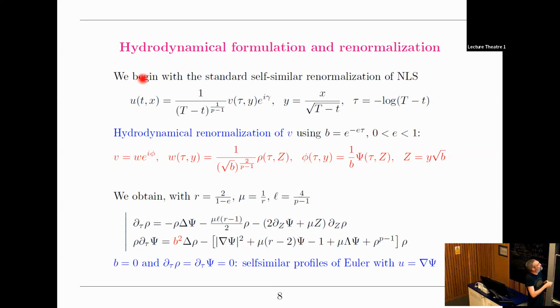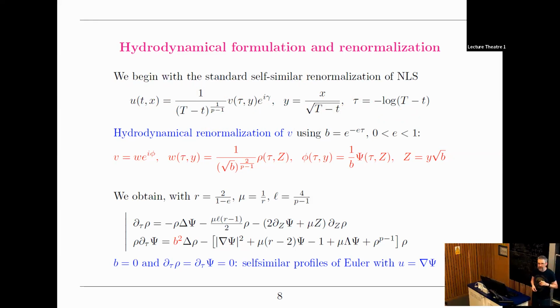is very standard. You go to the standard self-similar renormalization. You take your solution u of NLS and you decompose it. You go to rescaled variables and unknowns. So here you go to a new unknown V, and you have a certain rescaling in front of V, which of course is dictated by the scaling. And then you rescale the space y as x over square root of capital T minus t. And you have a rescaled time variable tau, which is minus log of capital T minus little t, where capital T is the blow-up time.